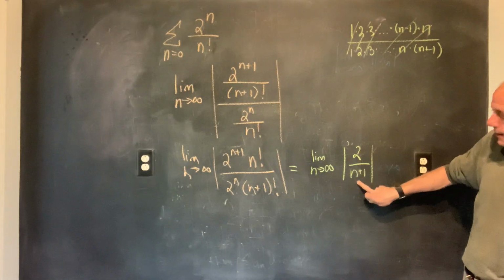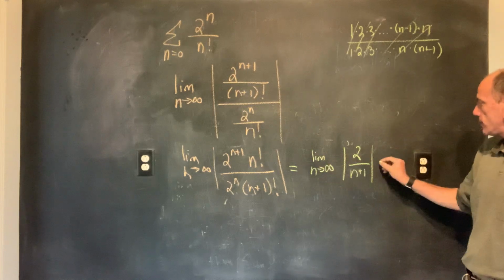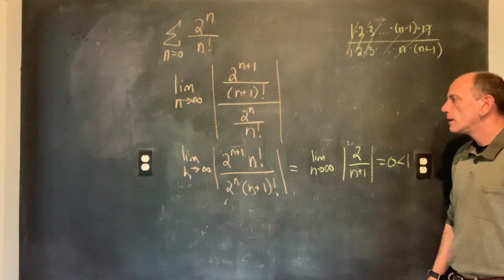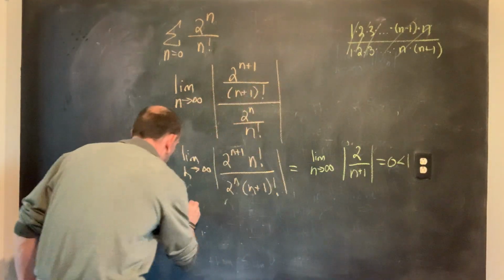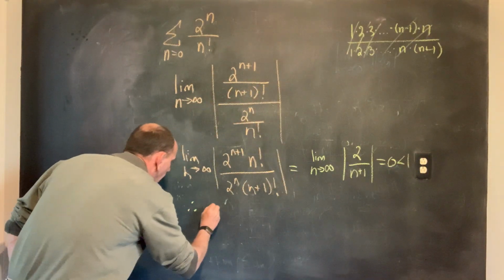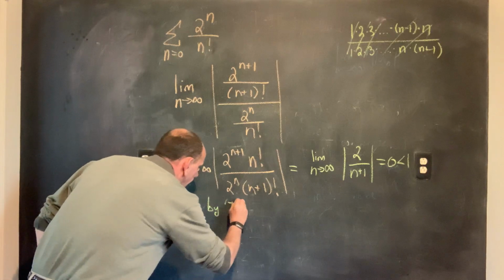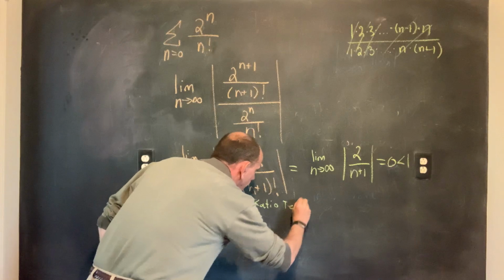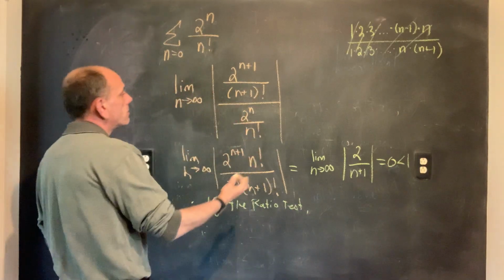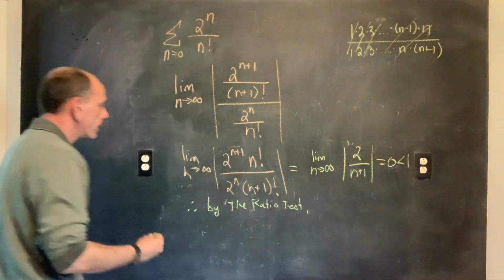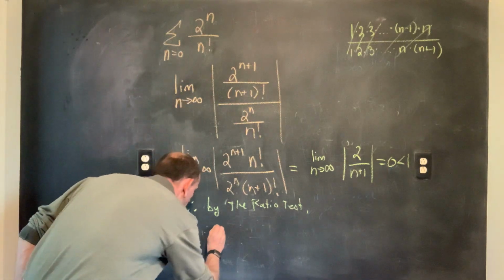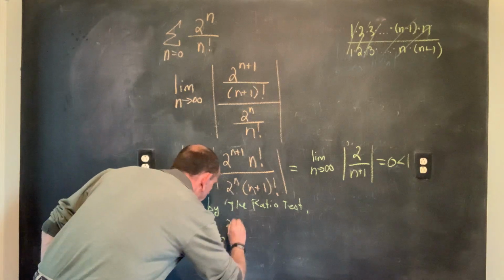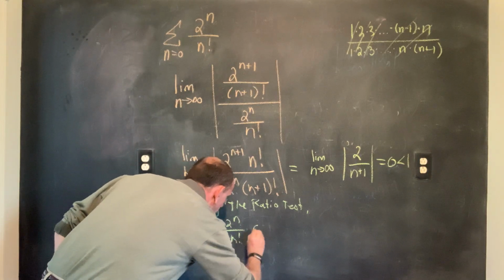Well, this 2 is just a constant. The n plus 1 will grow to infinity, so this thing goes to 0, which is less than 1. Nice. Therefore, by the ratio test, the series converges absolutely, and so we can conclude that the series converges. The series n equals 0, 2 to the n over n factorial converges.